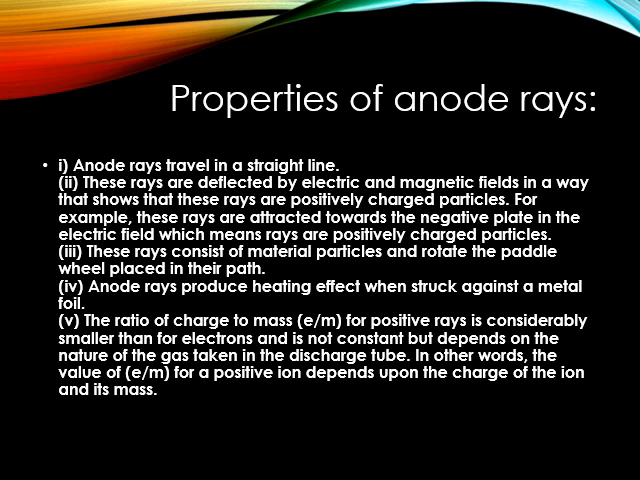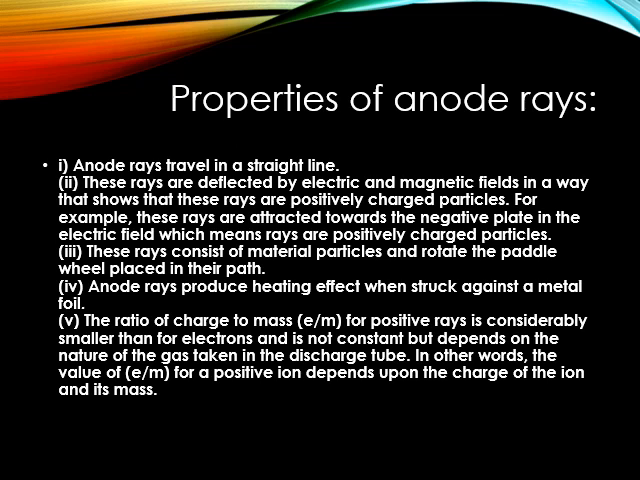As I told you earlier, in the previous experimentation we found that these material particles are capable of rotating a small paddle wheel due to the energy present in them. As they are material particles, when they strike it, they are going to move it, right? Now the next one: anode rays produce heating effect when they strike the wall of the container, or the metal or foil. Whenever they fall on it, they produce heat. They will heat it up, right?